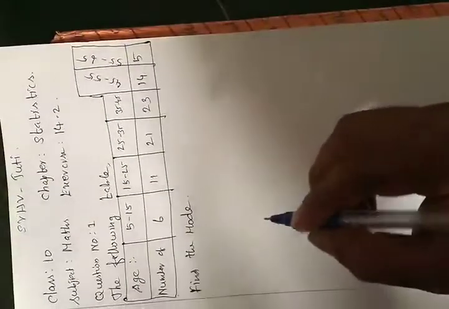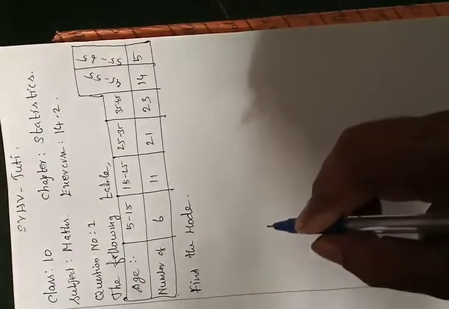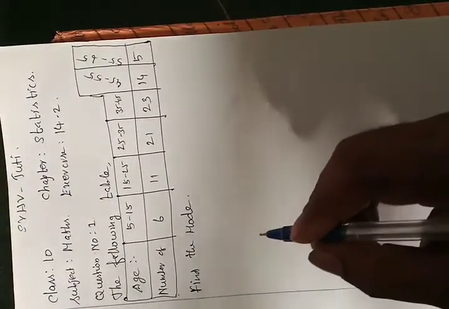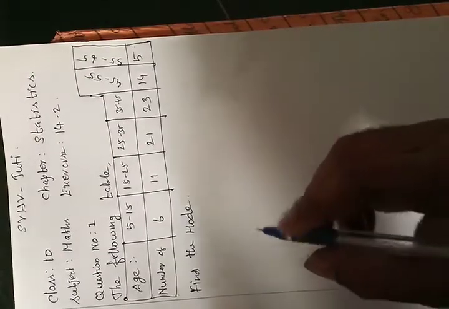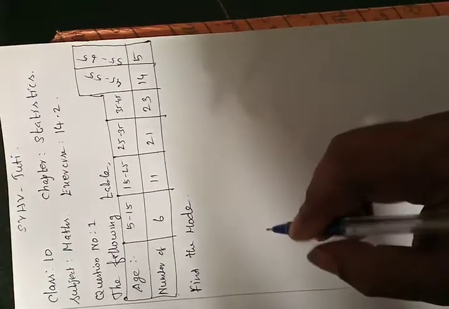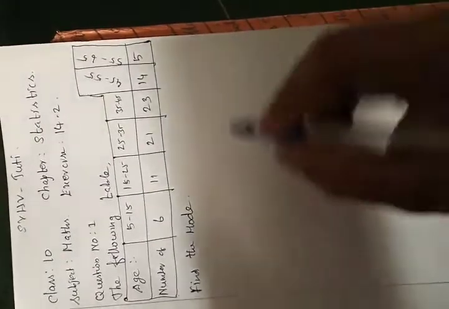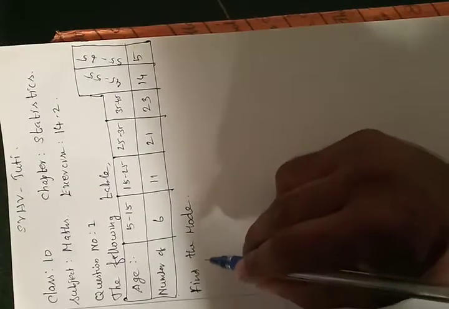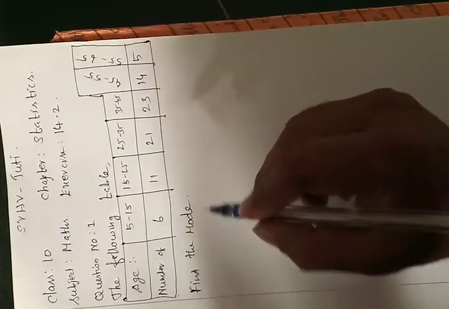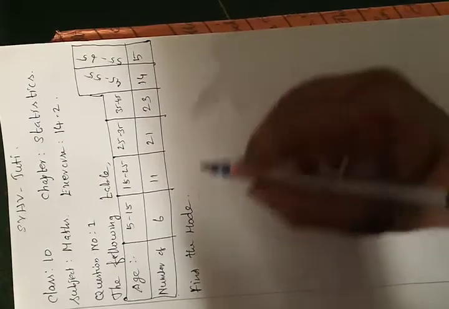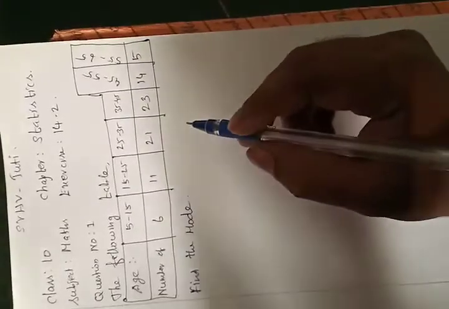Exercise 14.2, first sum. Then how to find the mode. This is very important. Then step deviation for finding the mean value. That is the deleted portion, isn't it? But the mode area is included, so mode will definitely come in your exam.